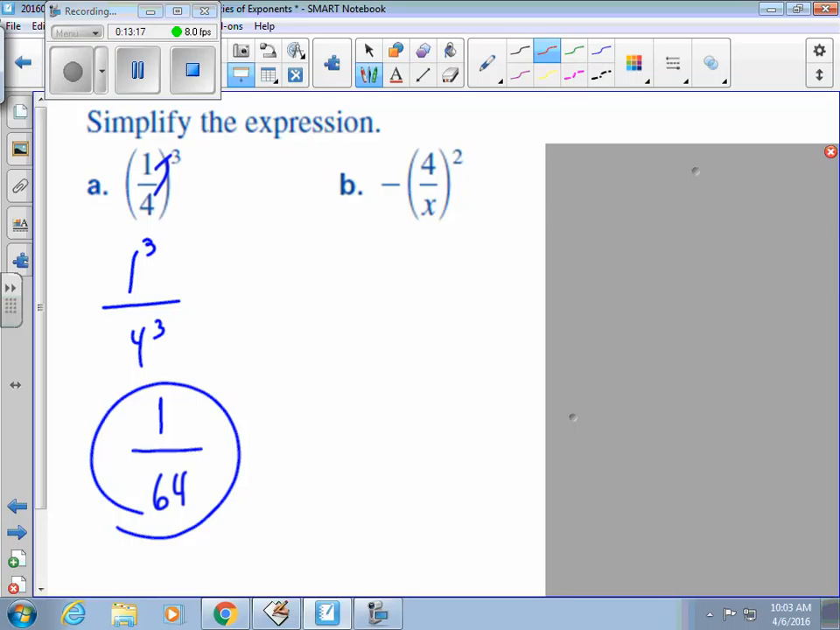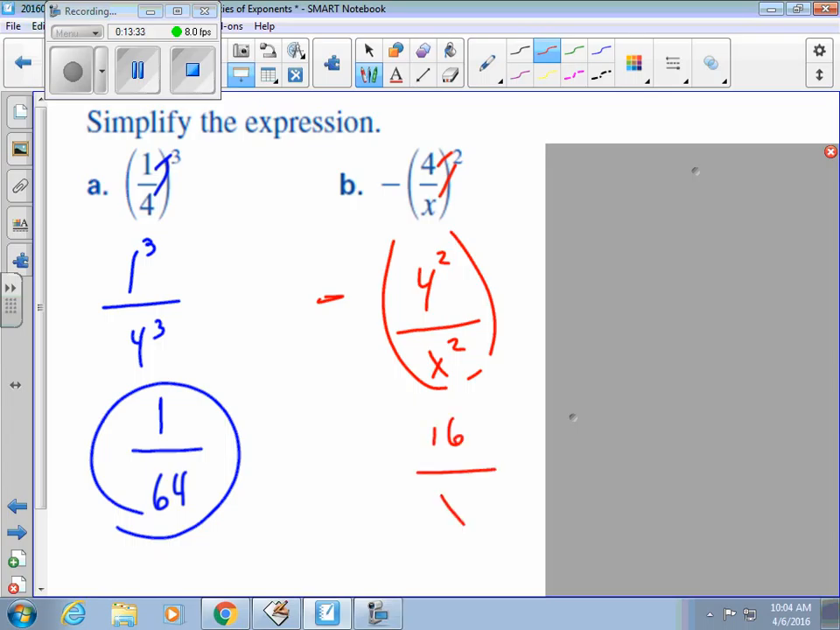Again, you need to ask yourself, what's being squared? Everything in the parentheses is being squared. That means 4 is being squared and x is being squared. So the whole thing is still negative up front. 4 squared is 16 on top over x squared. We don't know the value of x. It's a variable, so it's just x squared. And then negative comes back in because you do parentheses before you do the my dear part of please excuse my dear Aunt Sally. Negative 16 over x squared.